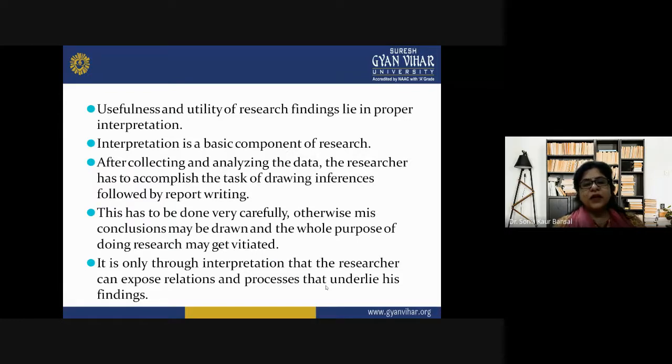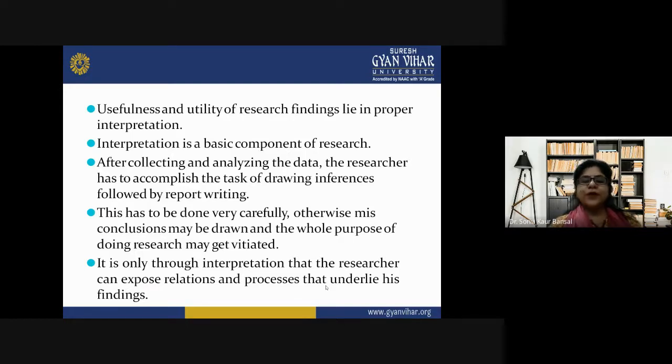Now see, understand some basic things which are related to data interpretation. The usefulness and utility of research findings, students, lie in proper interpretation. You have done so much hard work in your research. You have visited so many places to collect your data. You have gathered data, you have gathered information. But unless you give it a meaning, it is useless. So proper interpretation must be done.